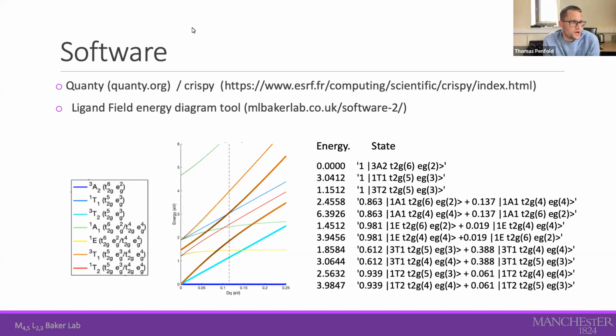So there's a question in the chat from Rory Cohen, so I'll just read it out. It says, thanks very much for the talk. You mentioned using L3 edge spectra for transition metals further down the block. Do the principles you've outlined for the K pre-edge apply to the L3 edge?